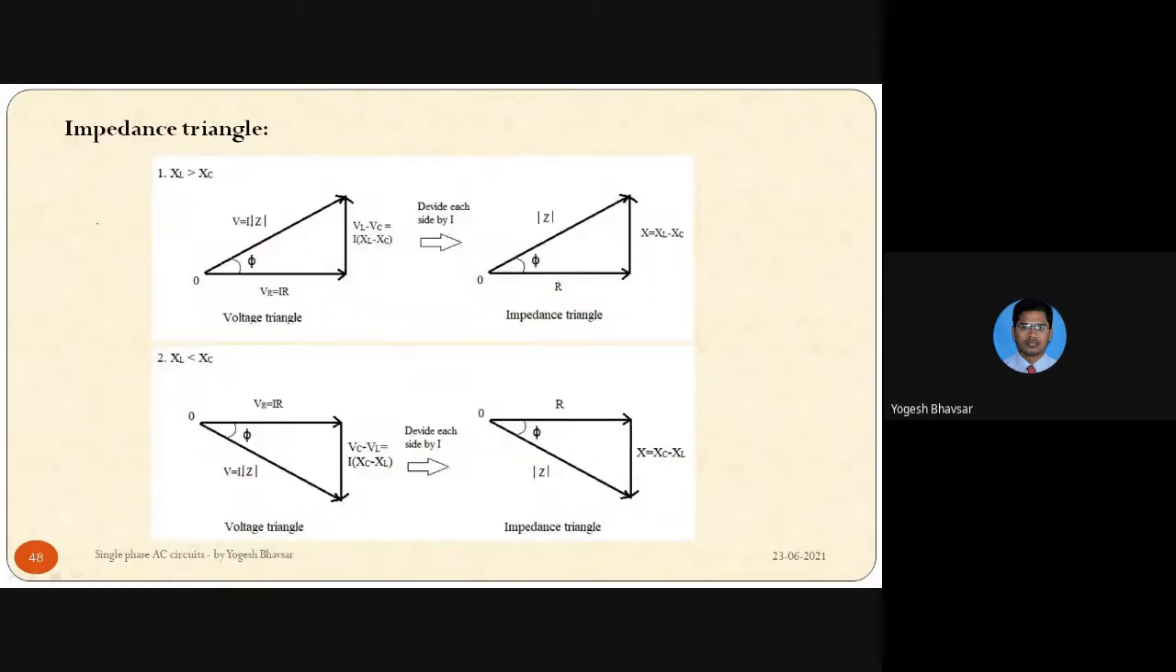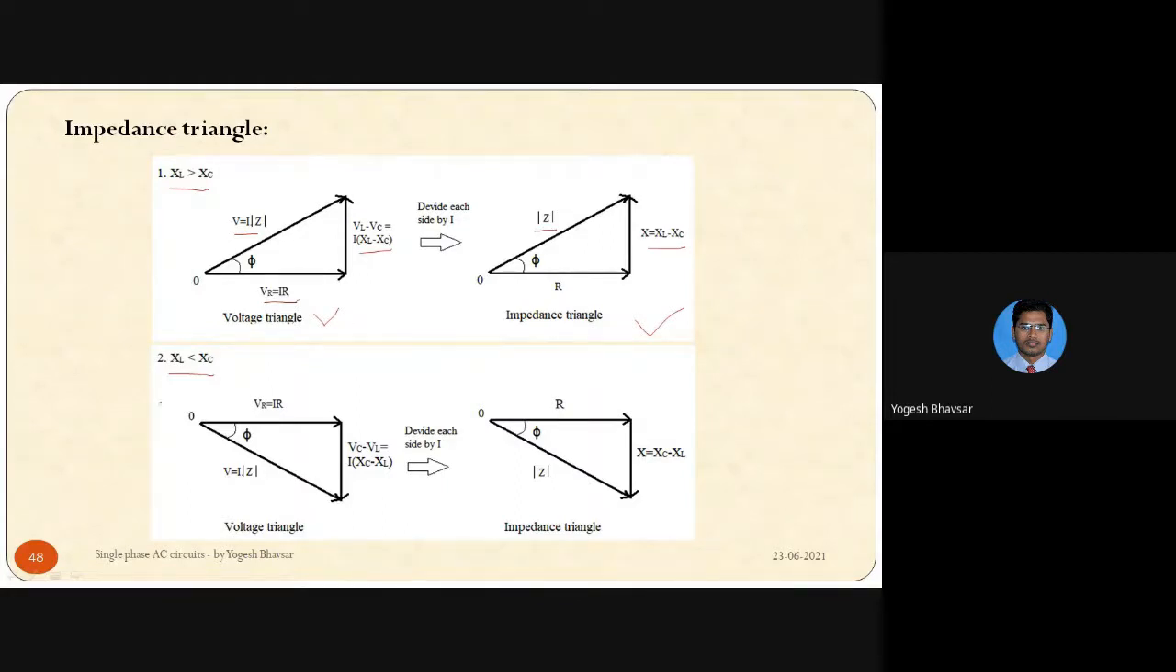Now we can see the different impedances for XL greater than XC and XL less than XC. Impedance triangle: we draw this triangle from the voltage triangle. As we know, in the voltage triangle VR is the base side, VL minus VC is the adjacent side, and V is the hypotenuse. So simply divide each side by I, and we get the impedance triangle. So the base side is the resistance, the adjacent side is the reactance, XL minus XC, and the hypotenuse is mod of Z.